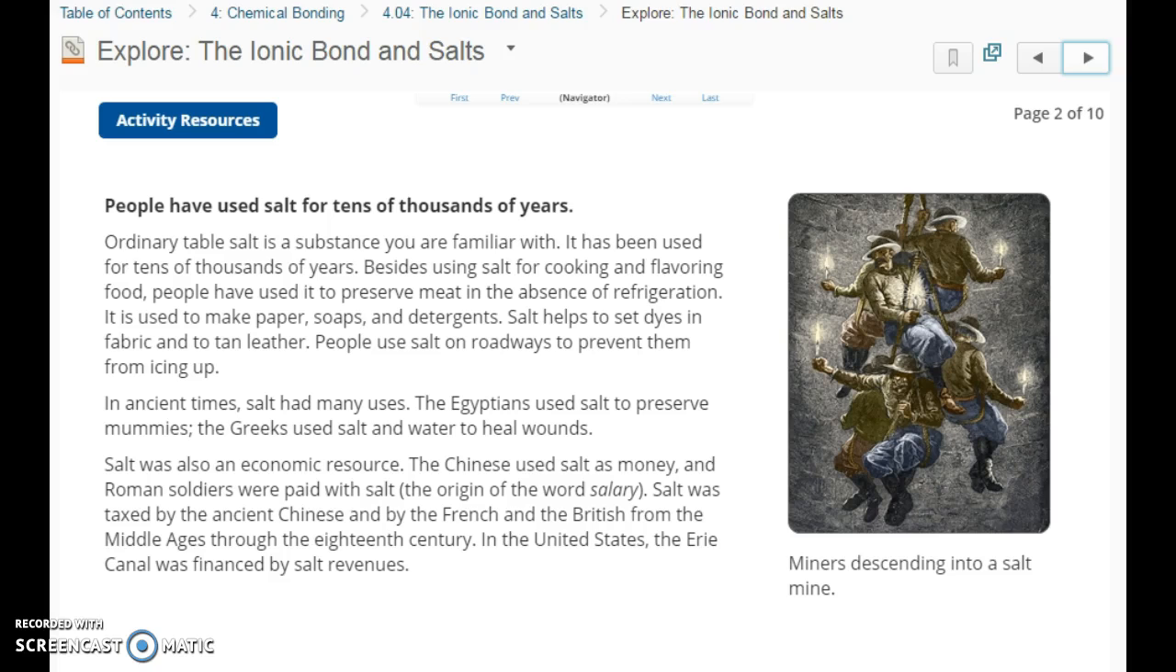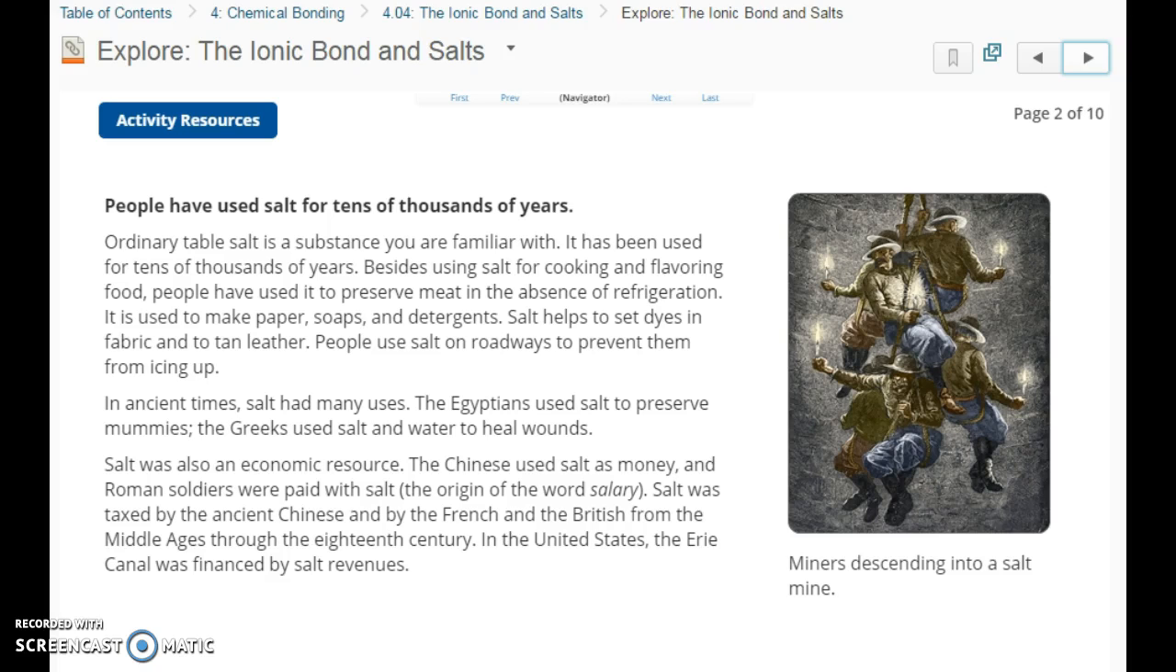In ancient times, salt had many uses. The Egyptians used salt to preserve mummies. The Greeks used salt and water to heal wounds. Salt was also an economic resource. The Chinese used salt as money, and Roman soldiers were paid with salt. The origin of the word salary.